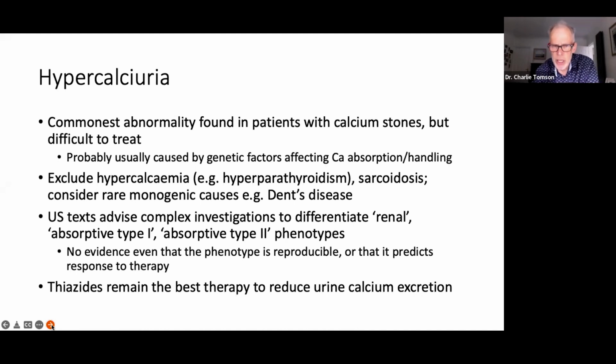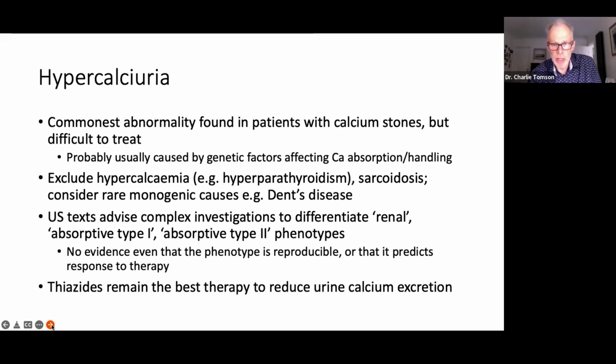If you read US textbooks, some of them advise complex investigations which involve test diets and lots of urine collections before and after these diets to differentiate different types of hypercalciuria. And those experts may well have something, but I don't know of any good evidence that the phenotype is reproducible or that it predicts response to therapy. So I have never bothered to do those complex investigations because it has no impact on my practice.